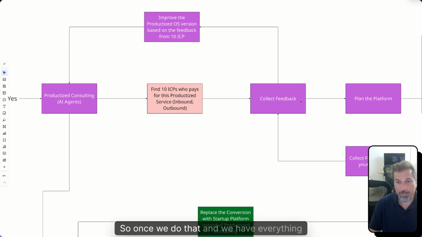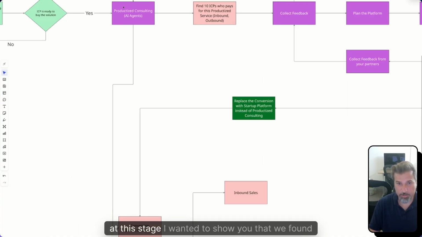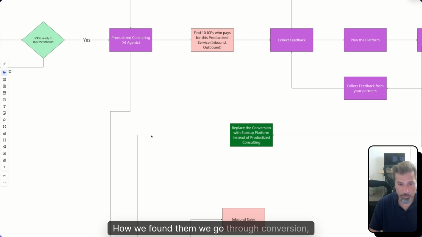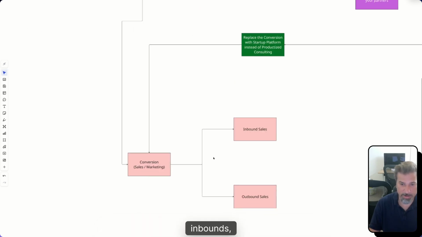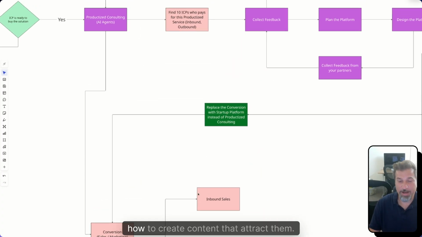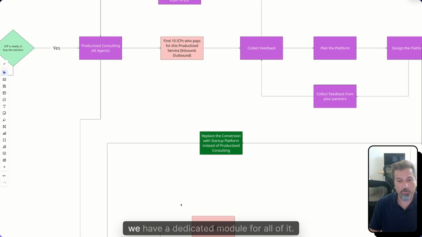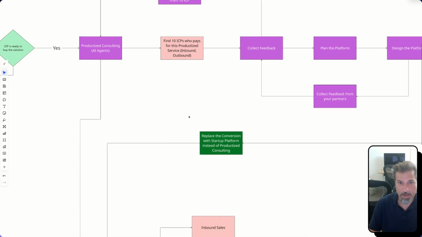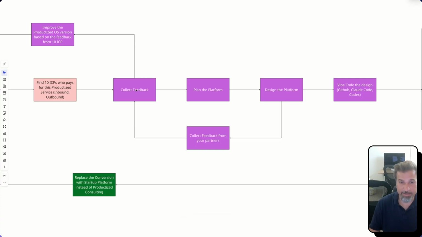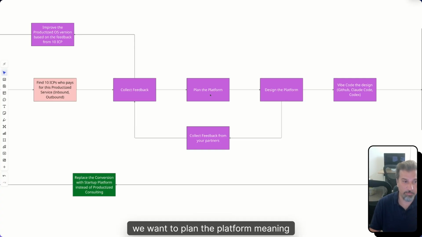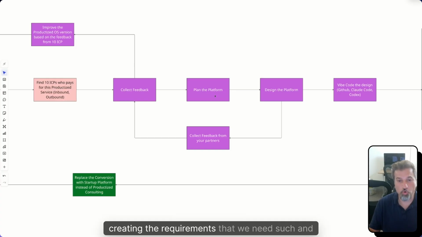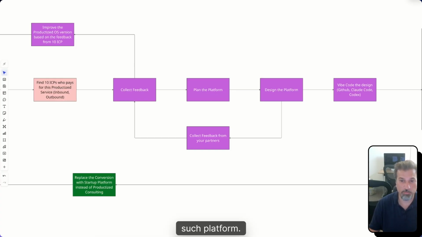So once we do that and we have everything, at this stage, I wanted to show you that we found 10 ICPs. How we found them, we go through conversion, sales and marketing, inbounds, outbounds. I will walk you through how to find them, how to reach out to them, how to create content that attracts them. We have a dedicated module for all of it. Once we get to that stage, we're going to collect feedback and plan the platform, meaning creating the PRDs, creating the requirements that we need for such a platform.